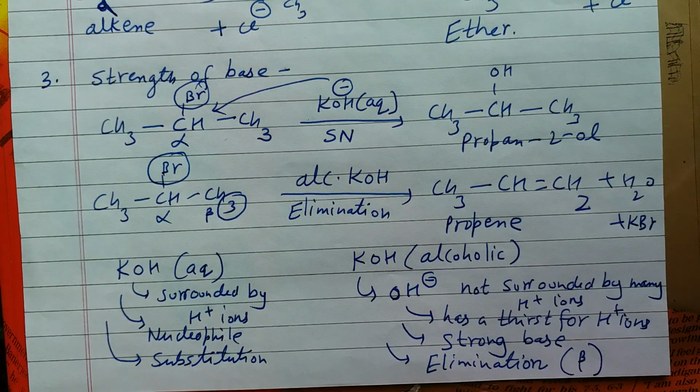I am repeating it one more time. When aqueous KOH, aqueous means water, the OH minus is surrounded by a lot of H plus ions. It has no intention to take away H plus, acts as a simple nucleophile and undergoes substitution reaction. On the other hand, when we take alcoholic KOH, the OH minus is not surrounded by many H plus ions. It has a thirst for more H plus ions. So it starts acting as a strong base, and taking away those H plus ions from the beta position results in beta elimination reactions.